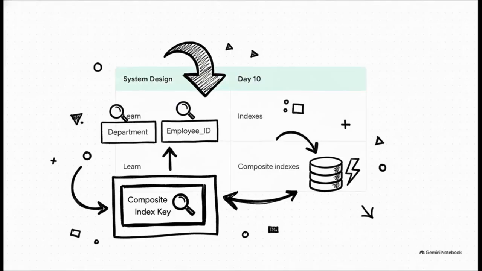And this brilliantly illustrates how it works in practice. Instead of treating a department search and an employee ID search as two completely isolated operations, the database logically groups these multiple columns into one concrete, searchable structure, a composite index key. So if your system frequently looks for specific employees within specific departments, this combo finds them instantly.